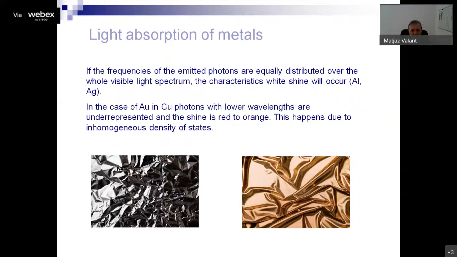And so when this population of levels is pretty much homogeneous, we will get a silver shine. But like in gold, in copper, it's not so homogeneous. So we have preferentially the photons that are emitted with the energy that corresponds to yellow and red, which are more numerous, and therefore the shine is a little bit colored.